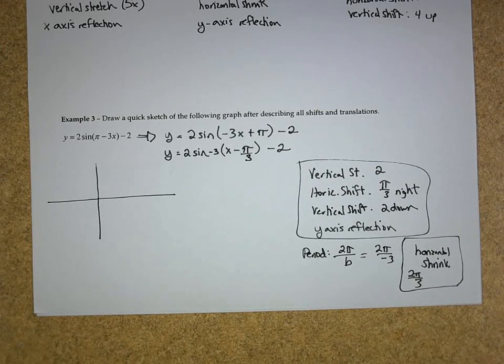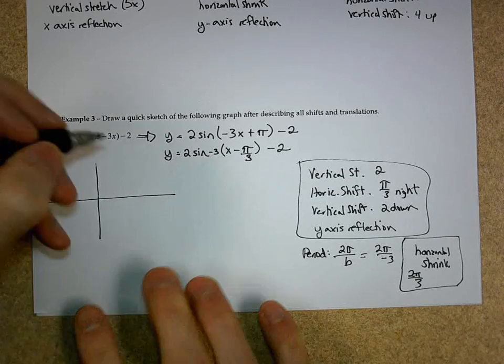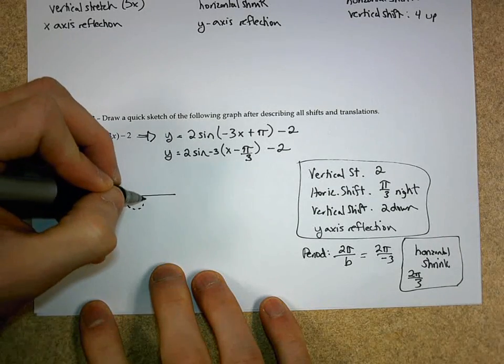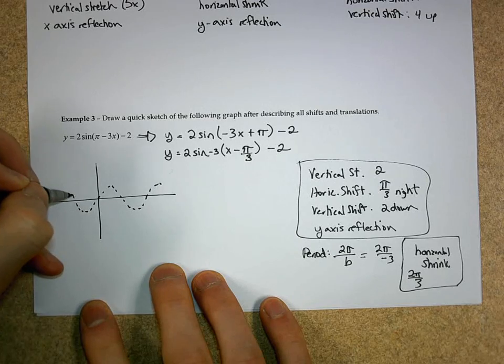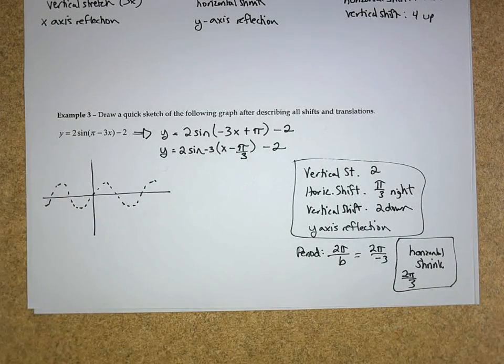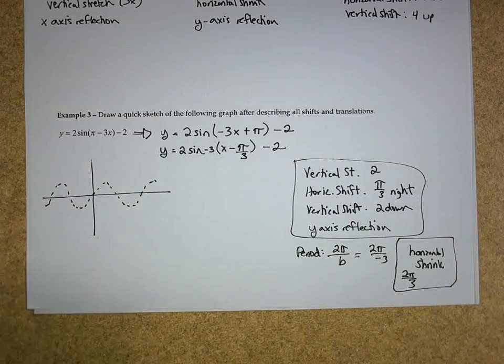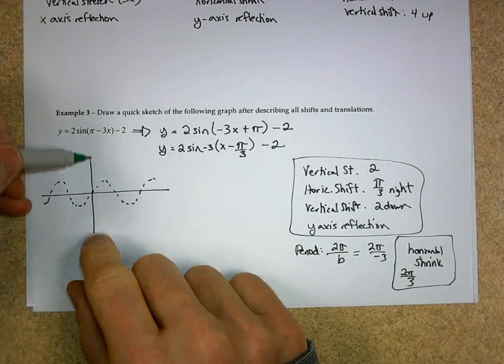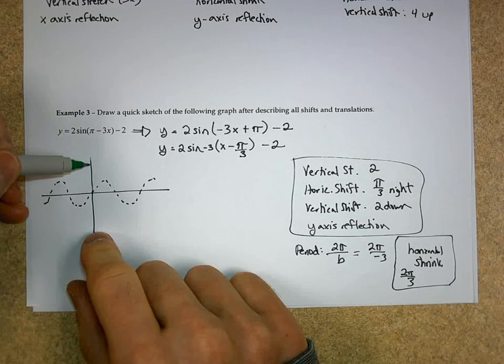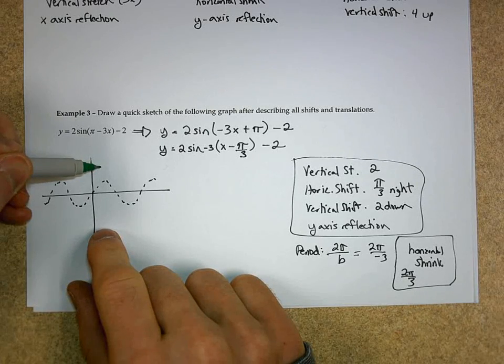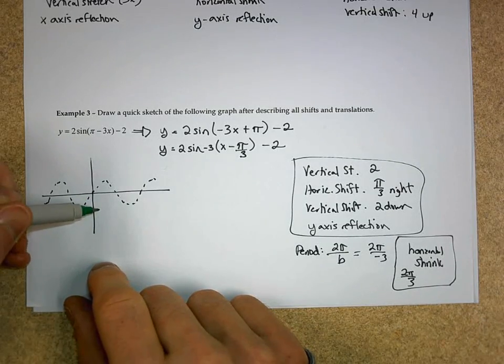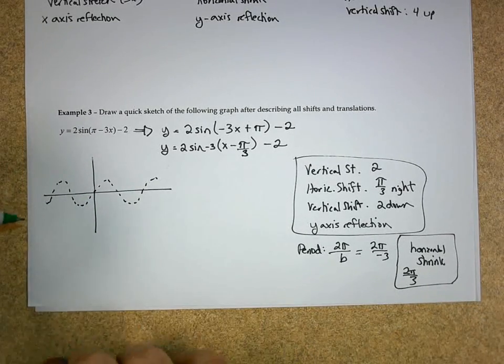So if we look at our original sine graph, we know the original sine graph looks something like this. I'm going to need to apply all these different translations to it. The vertical stretch means I'm going to take this graph and make it larger. The horizontal shift of pi over 3 units to the right means I'm going to move it over slightly. The vertical shift of 2 units down means I'm going to go down 2. And then a y-axis reflection means I'm going to reflect it across the y-axis.